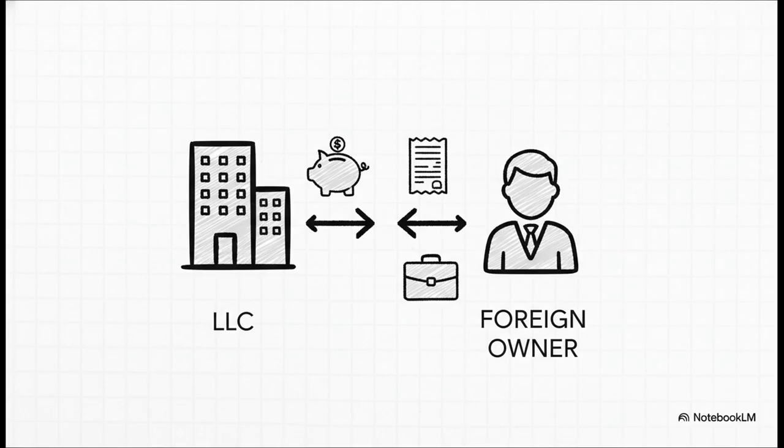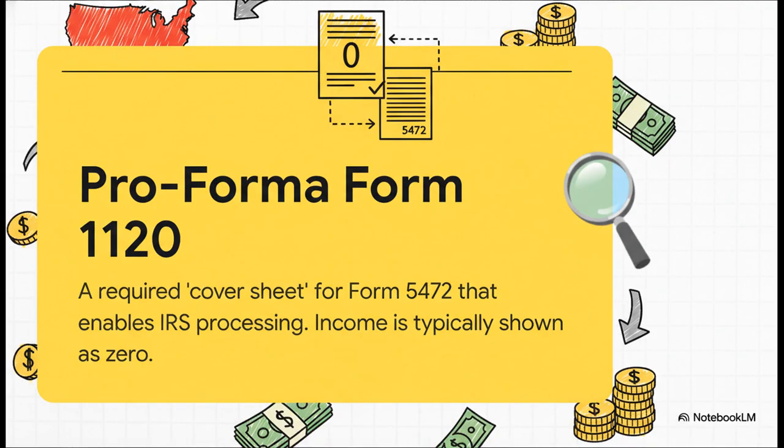Well, the list is pretty broad. For example, did you put your own money into the company to get it started? That's a capital contribution. It's reportable. Did you loan the LLC money, or did it loan you money? Yep, that counts too. Even something as simple as reimbursing yourself for a business expense can trigger the need to file Form 5472.